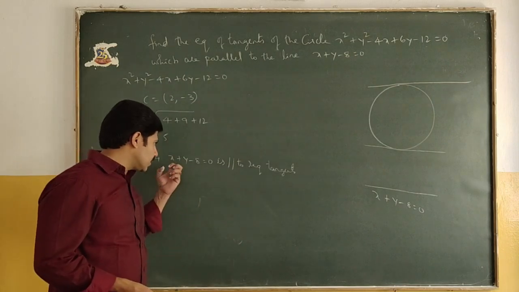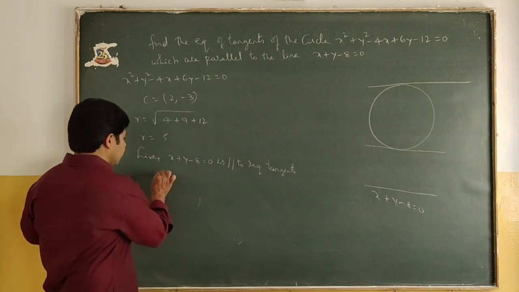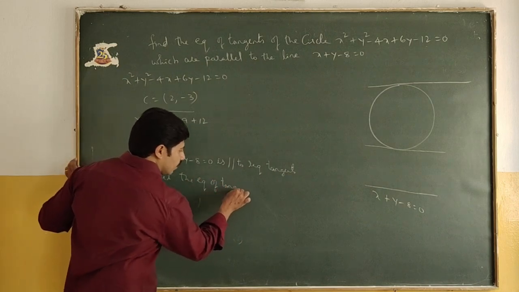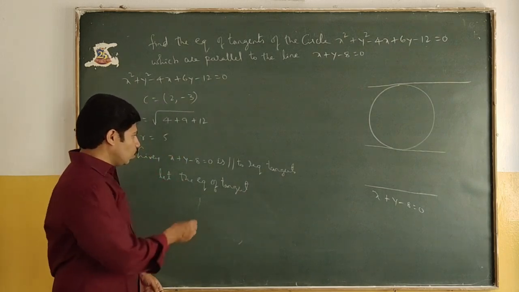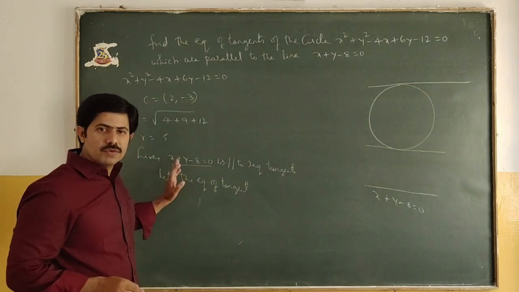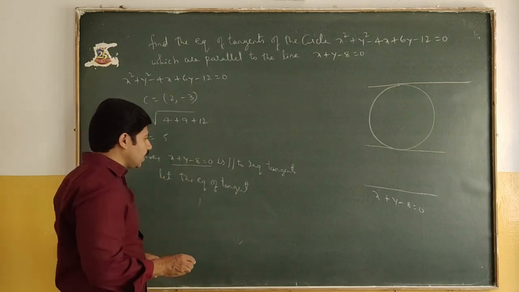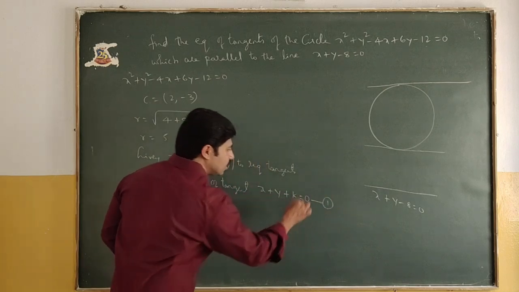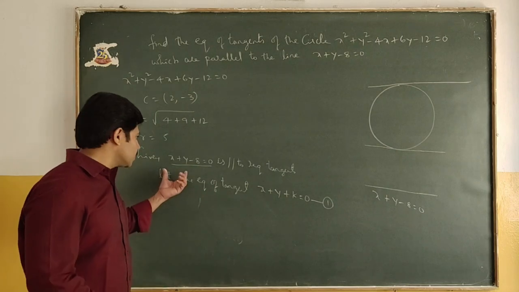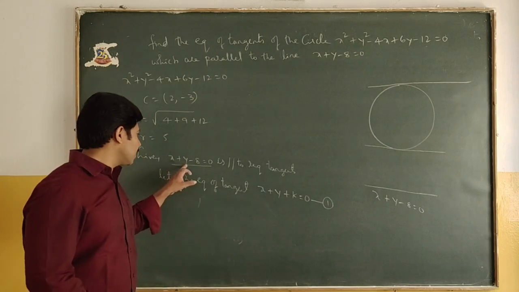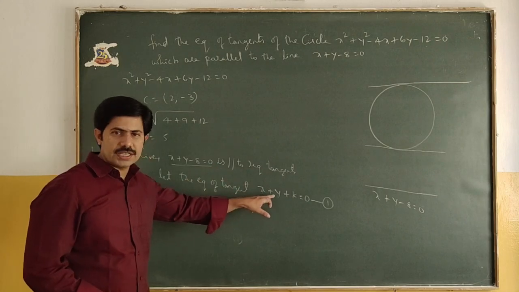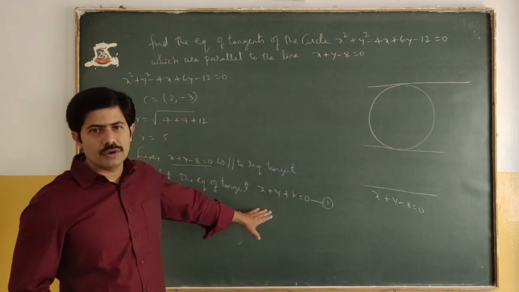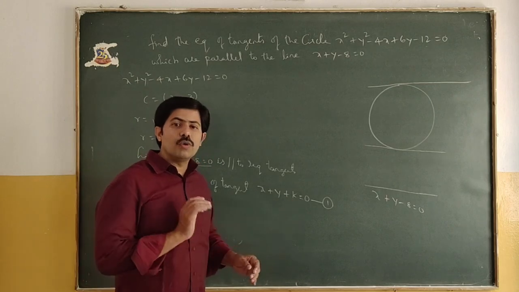Since this line is parallel to the tangent, let the equation of tangent be assumed as follows. If two lines are parallel, homogeneous parts will be the same, they differ by a constant. So I write it as x plus y plus k is equal to 0. This is equation 1. Because two lines are parallel, homogeneous parts will be the same, as in x plus y minus 8. So I am assuming the tangent as x plus y plus k is equal to 0. Now we have to find k. How to find the value of k?